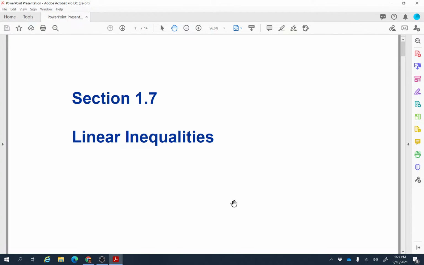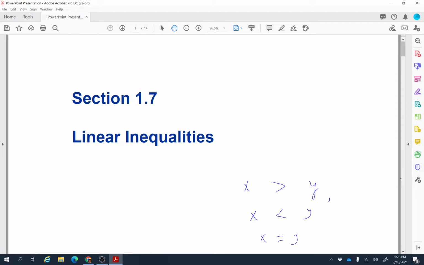In this section, we're going to talk about linear inequalities. In the real number system, let's say you have two numbers, x and y. For example, 5 and 4 are any two numbers. You can always compare them. To compare these two numbers, you can use this symbol. Either x is greater than y, or x is less than y, or x is equal to y.